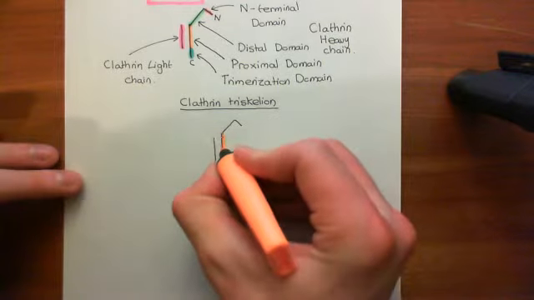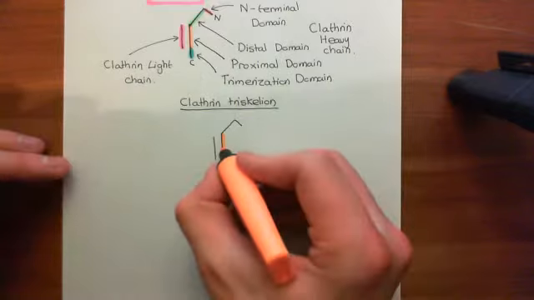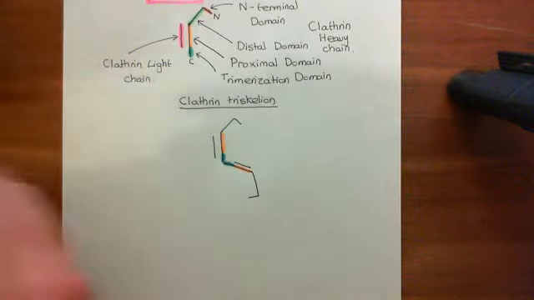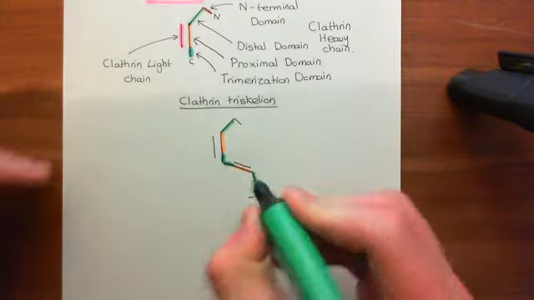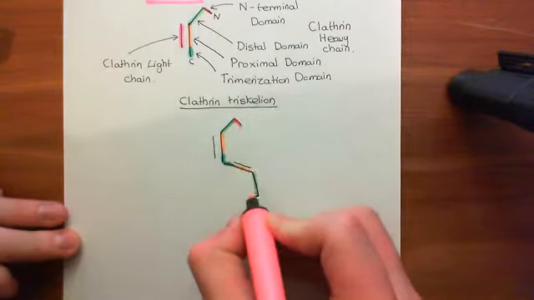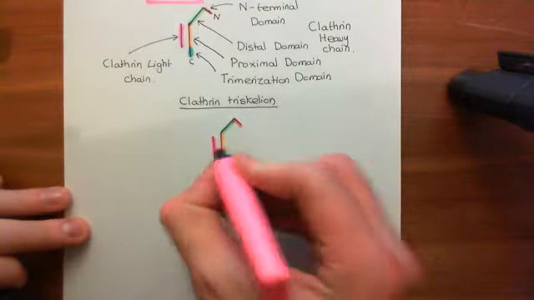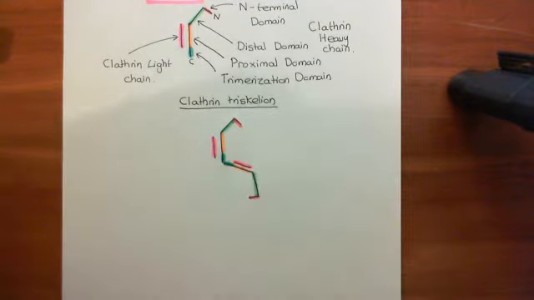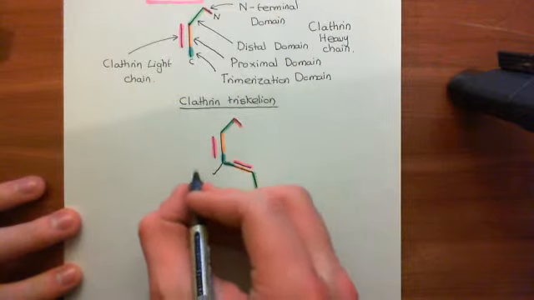So here's one Clathrin monomer. Here's the proximal domain of this other Clathrin monomer. Then in green here, we have our distal domain as well. Our N-terminal domain over here. And then just to add on the light chain now, this portion here and this portion here. So that's only 2 of them now. Let's put on a third one. So here comes our third one.